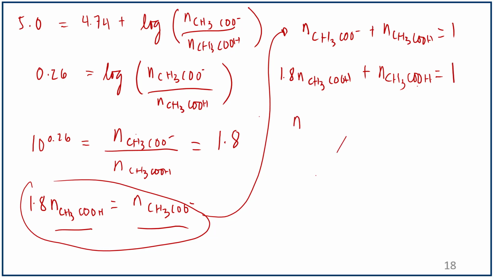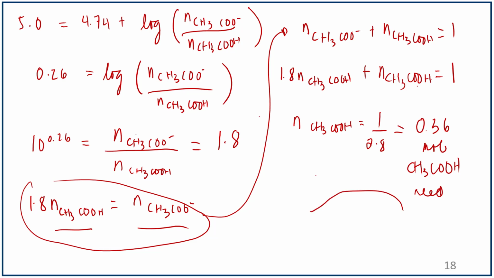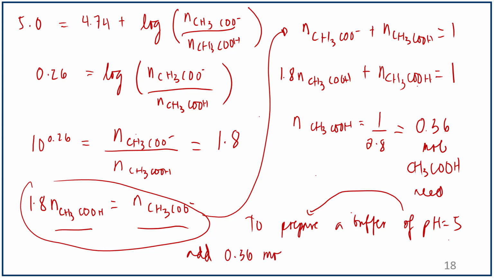Therefore the number of moles of acetic acid that we need to produce should be equal to 1 divided by 2.8, which is equal to 0.36 moles of acetic acid that we need, which must again come from 0.36 moles of HCl gas. So to prepare a buffer of pH 5, add 0.36 moles HCl gas, and let's complete the sentence this time, to 1 molar and 1 liter sodium acetate or acetate ions. Okay.